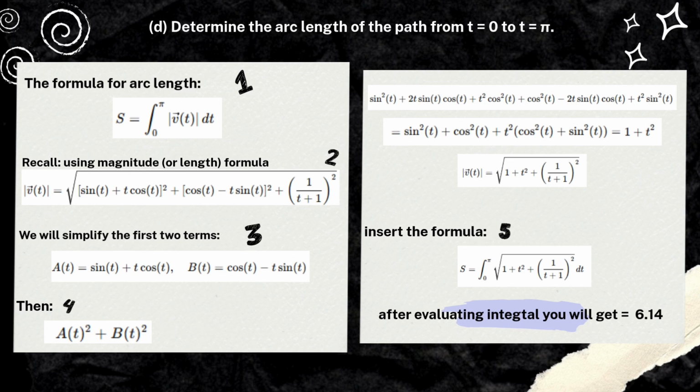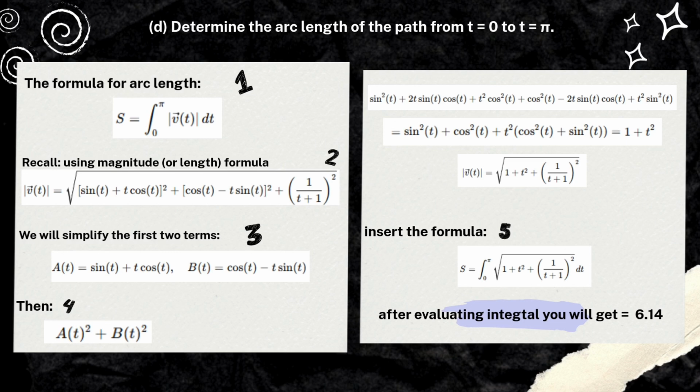from 0 to pi. From part A, we already have the velocity vector v(t) equal to sin t plus t cos t, cos t minus t sin t, and 1 over t plus 1. Now to get the magnitude, we apply the vector magnitude formula. The magnitude of v(t) equals the square root of sin t plus t cos t all squared, plus cos t minus t sin t all squared, plus 1 over t plus 1 all squared.